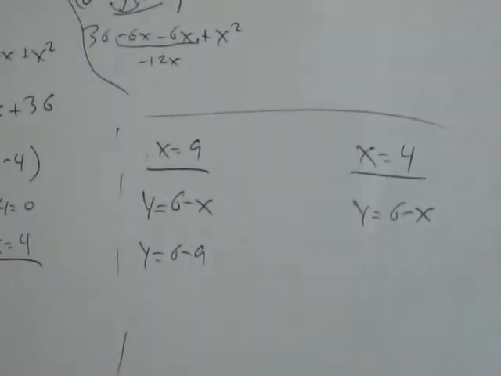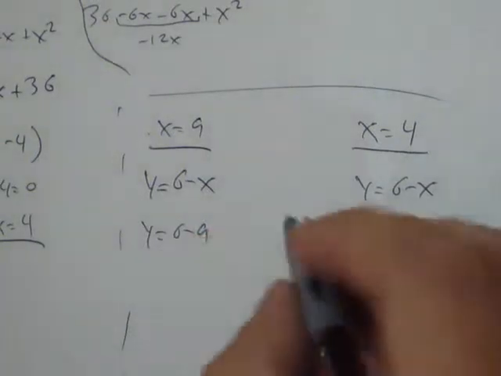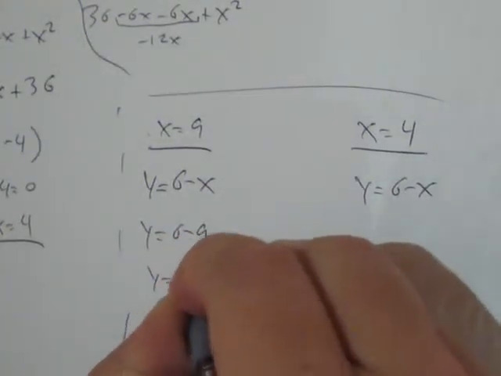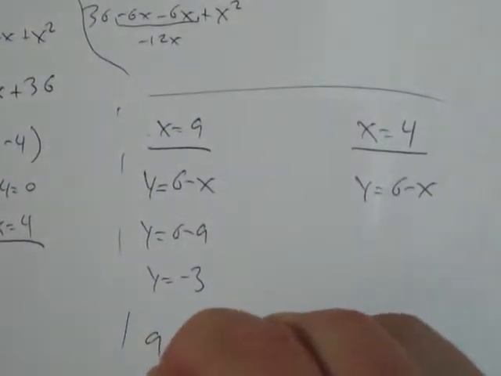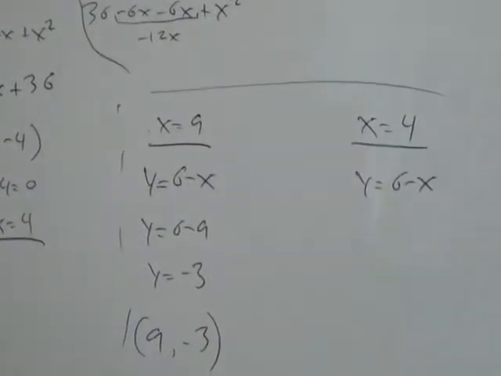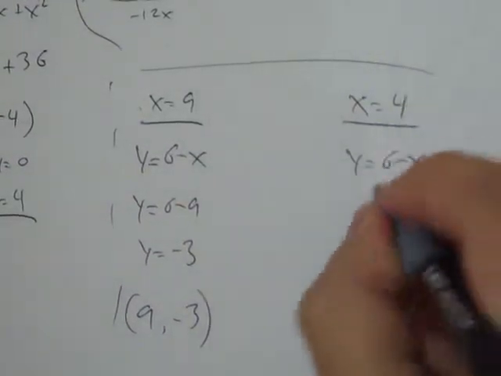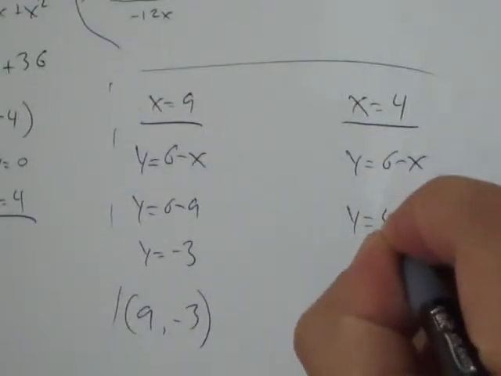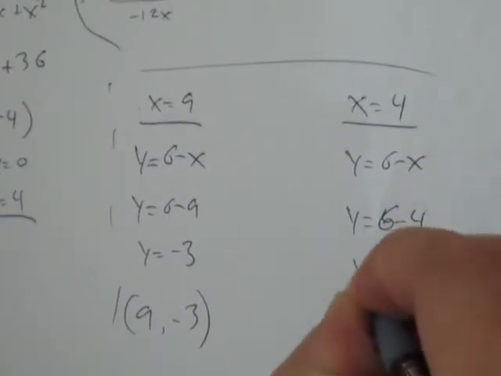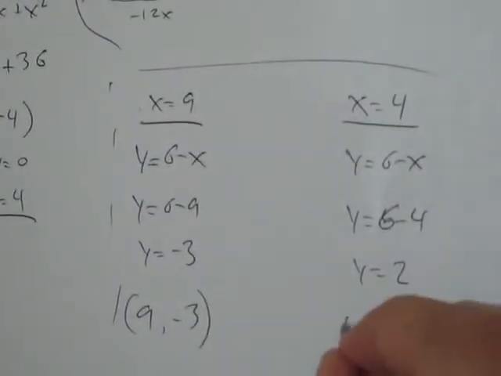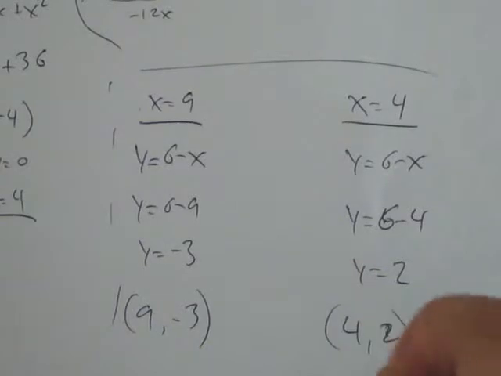So we get y equals 6 minus 9, and so y equals negative 3. So we get the point 9, negative 3. And then over here we plug in the 4, so we get y equals 6 minus 4, so y equals 2. So we get the point 4, 2.